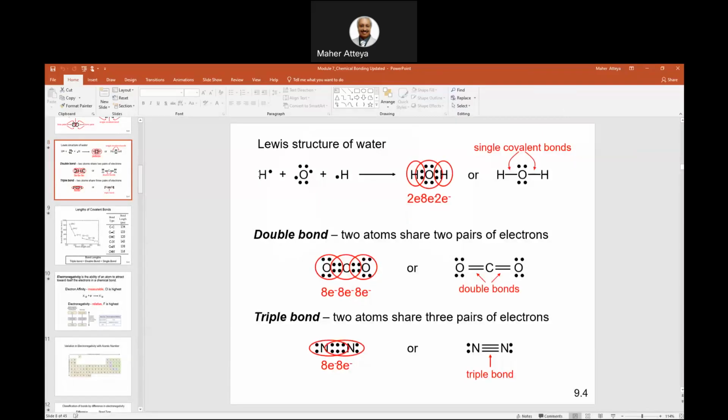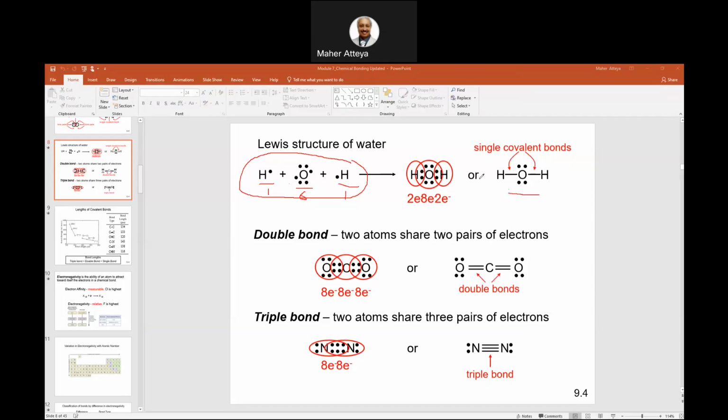If I look at this example here, I'm combining a hydrogen atom with 1 valence electron and oxygen, group 6, with 6 valence electrons. This is 1, this is 6, and this is 1. I'm making H2O. It looks something like this or like this.